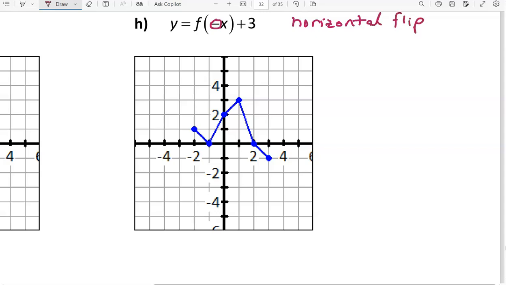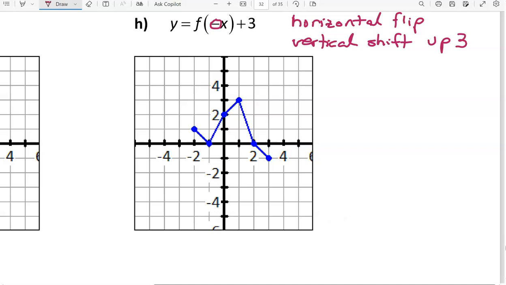or a horizontal reflection. And then I see a +3 on the outside, plus that affects a shift, and it's on the outside, so it's going to be a vertical shift. So a vertical shift or a vertical translation, and that will be up 3.